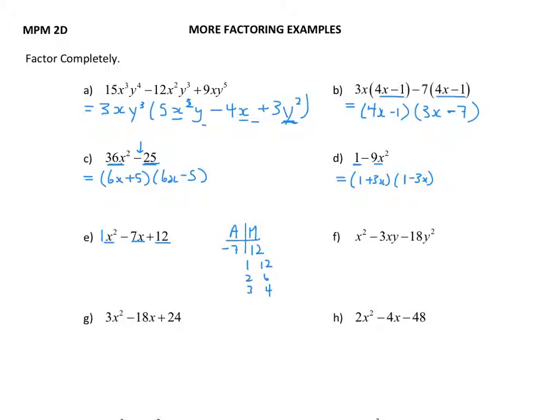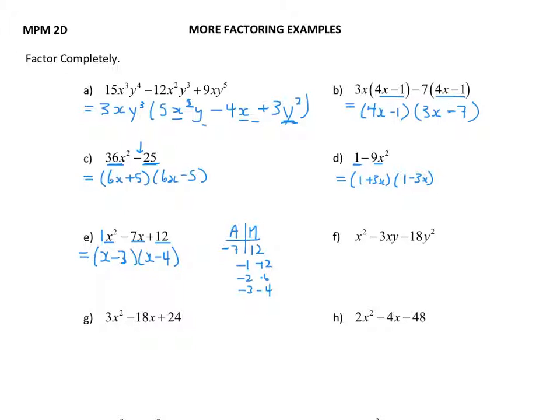I'm multiplying to a positive, so they both have to have the same sign, but since I'm adding to a negative, they both have to be negative numbers. So then if I look at my combination, negative 3 and negative 4 will do that for me. And because it's a simple one, I know I have to have x's at the beginnings to get that x squared, and then I'm going to end up with a minus 3 and a minus 4. And that is as simple as I can go with that.